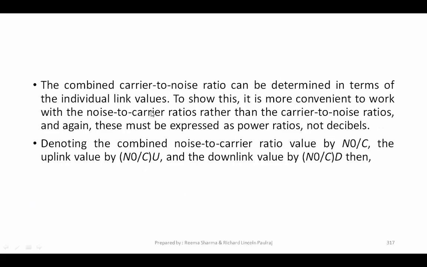Right. So the combined carrier to noise ratio can be determined in terms of individual link values. To show this, it is more convenient to work with noise to carrier ratios rather than carrier to noise ratios. So we try to identify what the noise is, and then we know what kind of carriers we are passing through. So it's very easy for us to find out the noise to carrier ratios rather than finding out how much carrier for each noise. That becomes rather more complex terms.